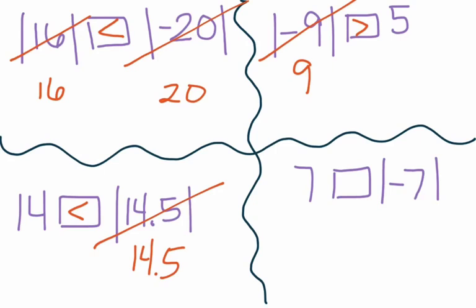And last but not least for this type of problem, we are comparing 7 and the absolute value of -7. So as always, I am going to simplify my absolute value first. The absolute value of -7 is 7 because -7 is 7 away from 0. And now we are comparing 7 and 7, and we know that 7 equals 7, or 7 equals the absolute value of -7. And that concludes this short and sweet lesson about comparing absolute values.